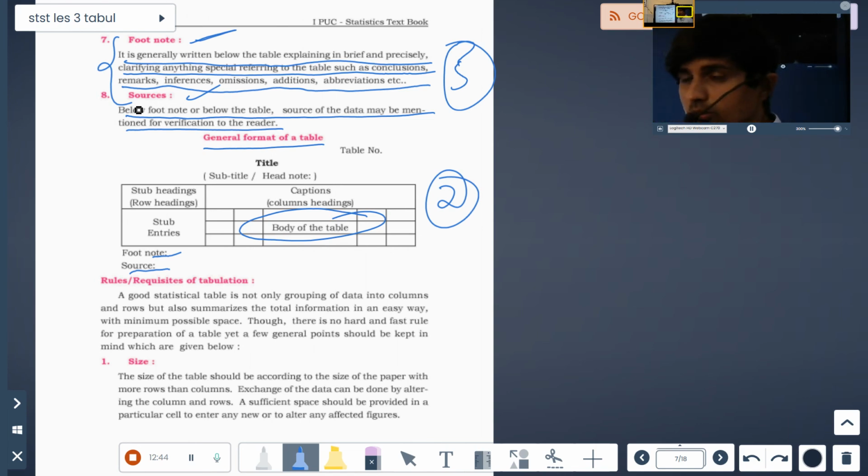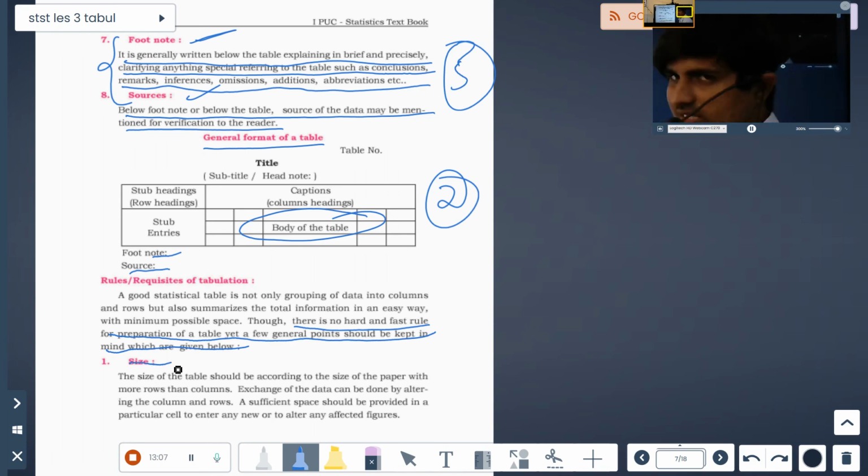Now comes rules or requisites of tabulation. Similarly, as they were in classifying data, remember they had given there no strict rules, but there are some guidelines. Here also same thing. There is no hard and fast rule for preparation of a table, yet few general points should be kept in mind, which are given below.